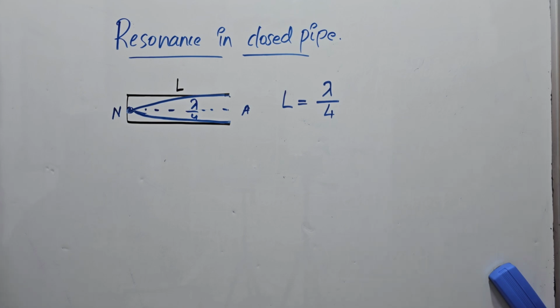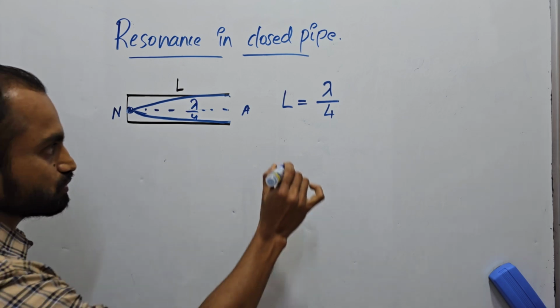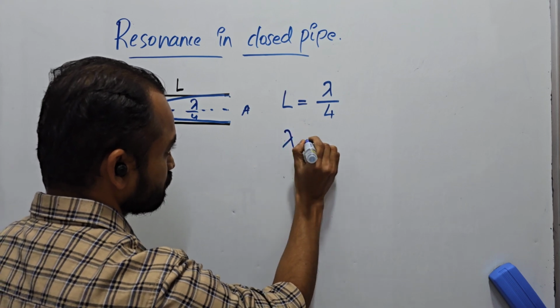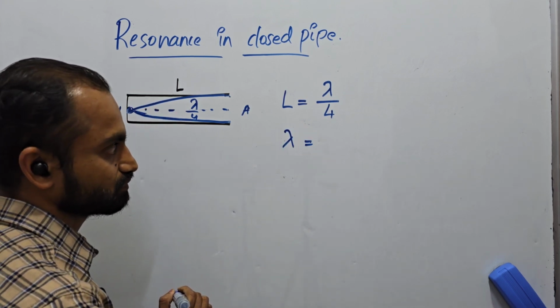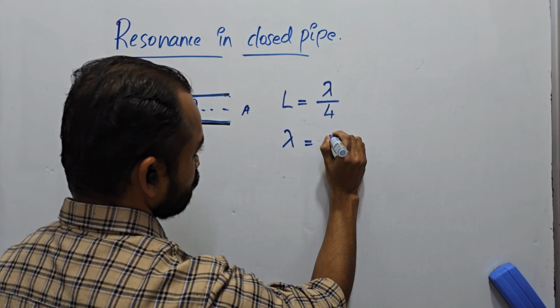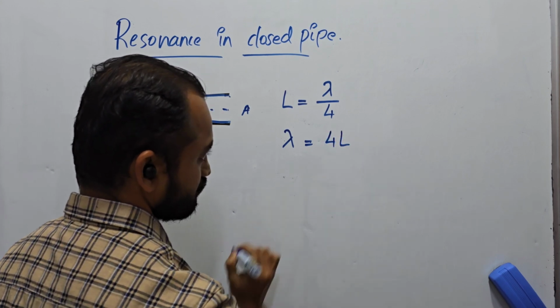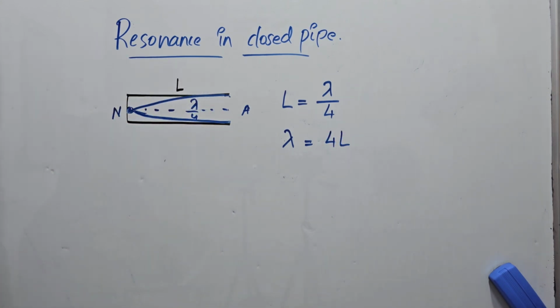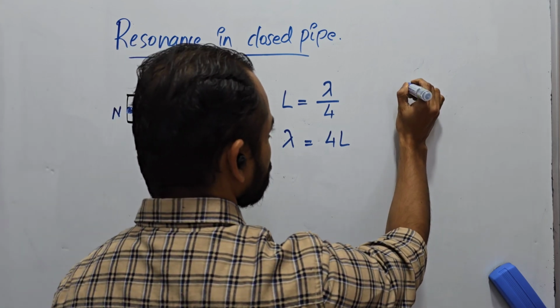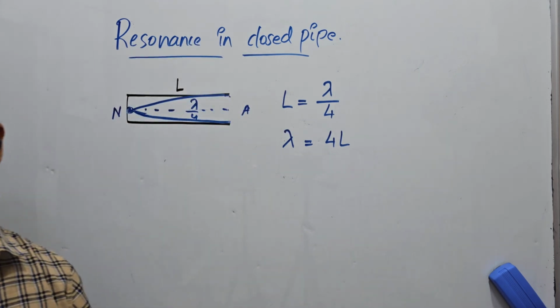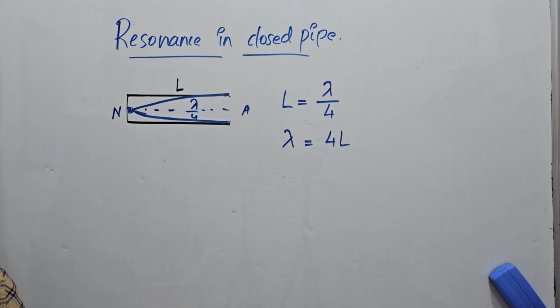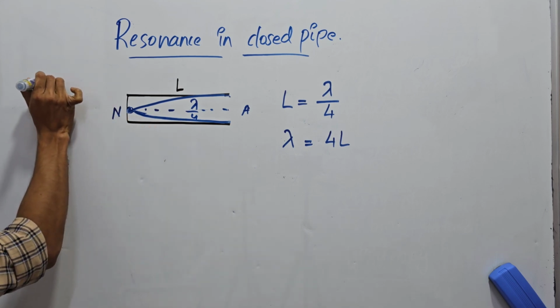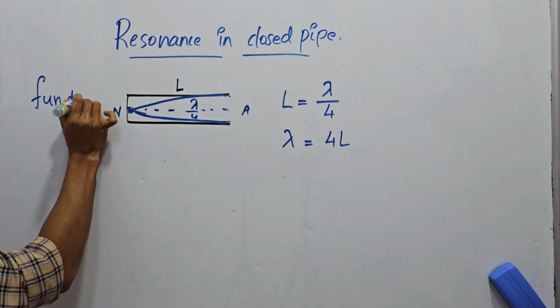Is it clear? Okay, so from this equation, what is lambda? Lambda equal to 4 multiplied by length. Lambda is 4L. Very good. So this is the first possible wave. We will call it the fundamental wave. Fundamental means first possible one.